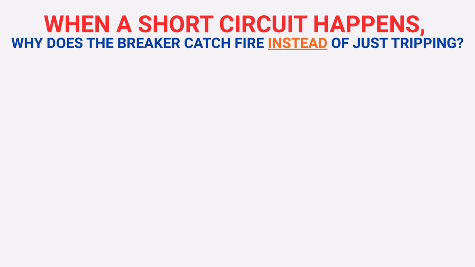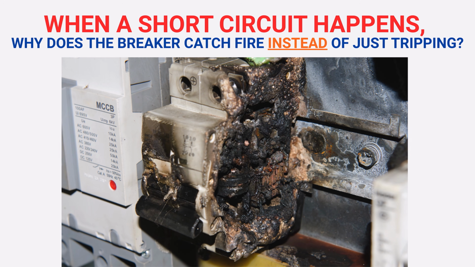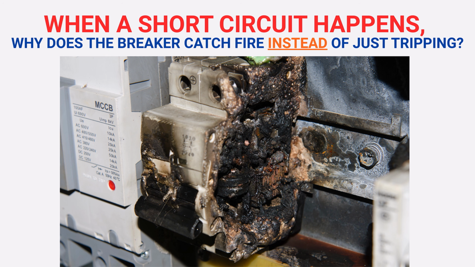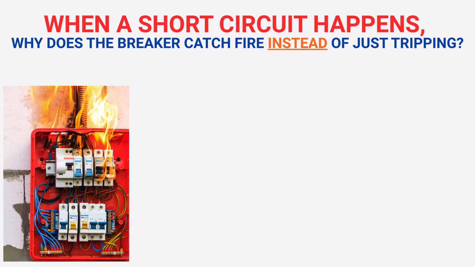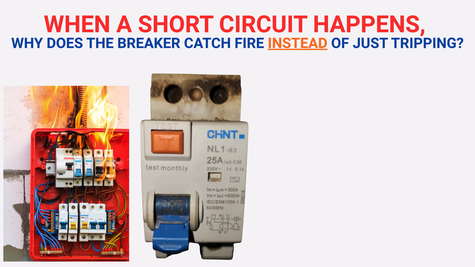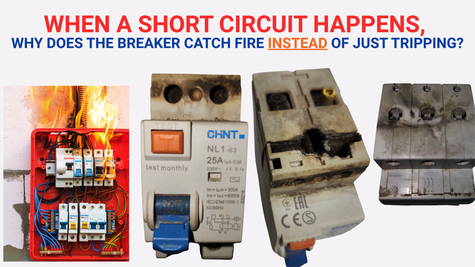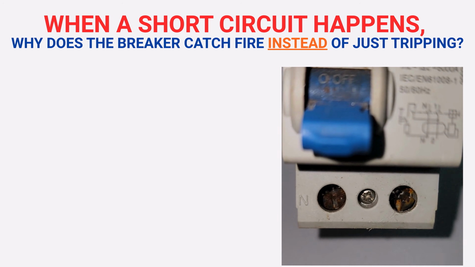Okay, a very important question. When a short circuit happens, why does the breaker catch fire instead of just tripping? If the breaker protects, then why does it catch fire? In fact, most of the time, breakers work exactly how they should. They detect the fault, they trip, and they cut off the power. That's their job, and they do it well.